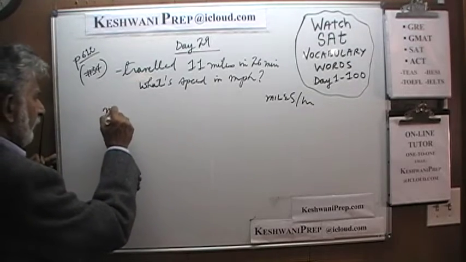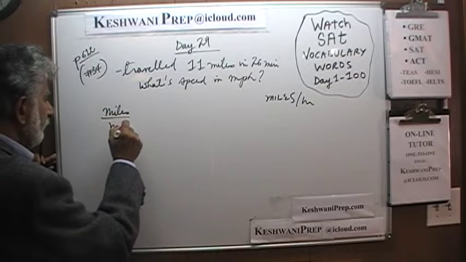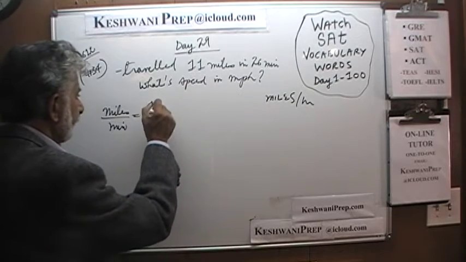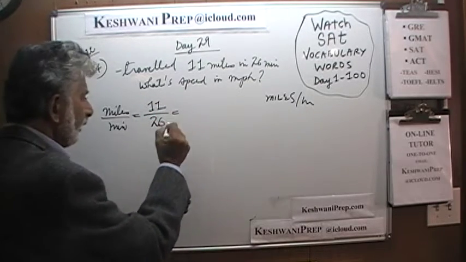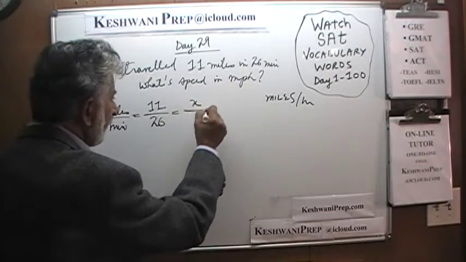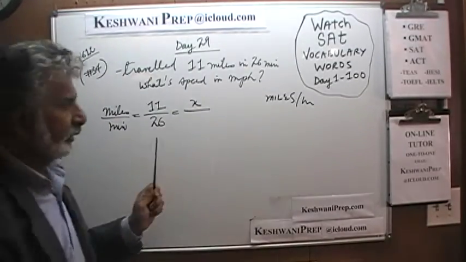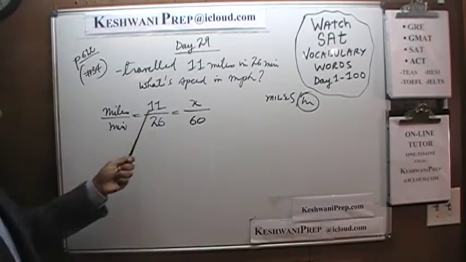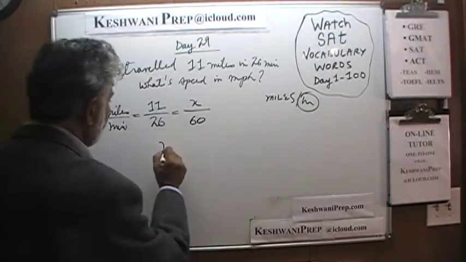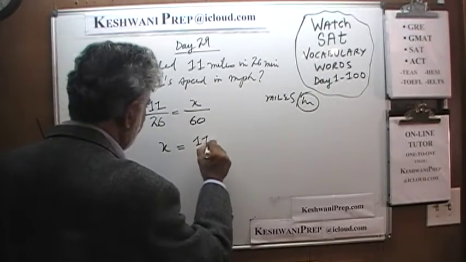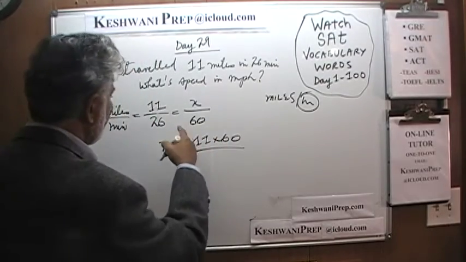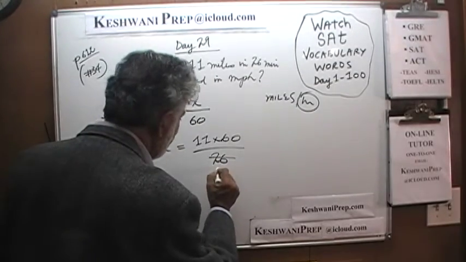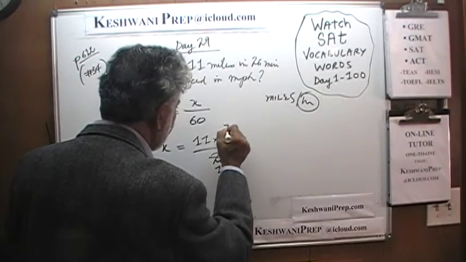So here we have miles and minutes. And we are told that we can travel 11 miles in 26 minutes. The question is, how many miles are we going to travel in 1 hour? In 1 hour, which is 60 minutes. There we go. Cross multiply, and that's all. X is equal to 11 times 60 over 26. Divide top and bottom by 2, we get 13, and this becomes 30.